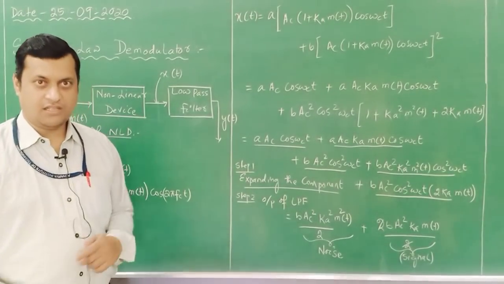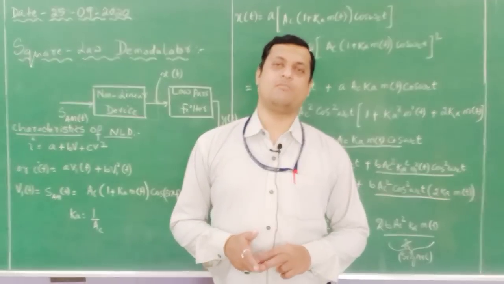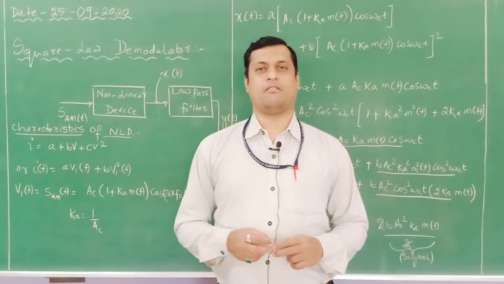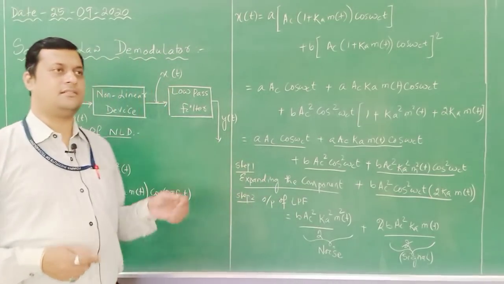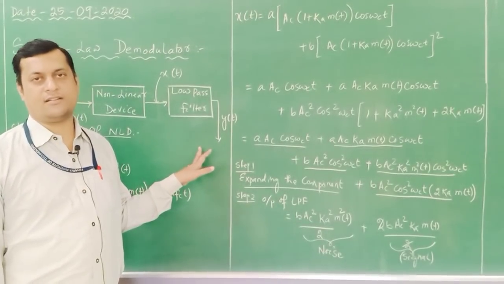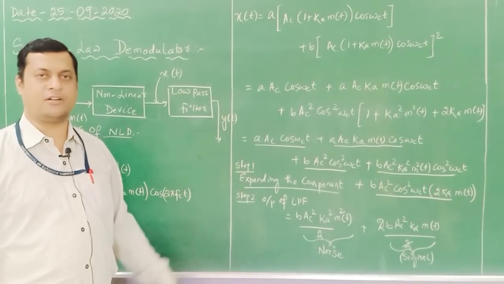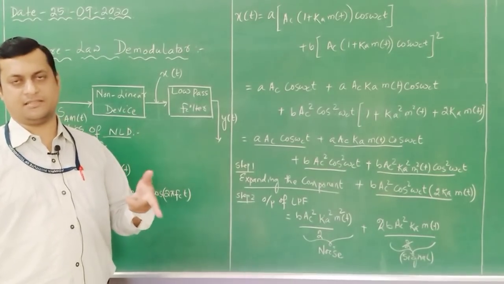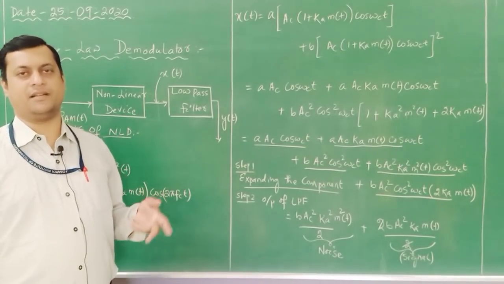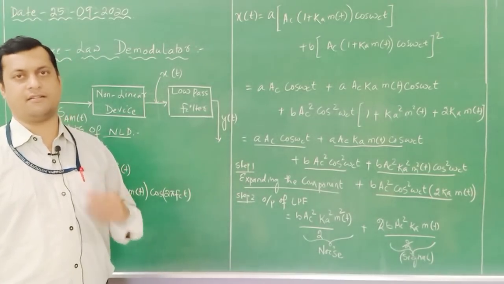So good morning all. Last class we discussed some demodulators like the square law demodulator and the square root demodulator. There are two other demodulators available: one is the coherent detector, and the other is the envelope detector. Those two we will discuss. If time permits, we will discuss one of the demodulators and its advantages and disadvantages also.